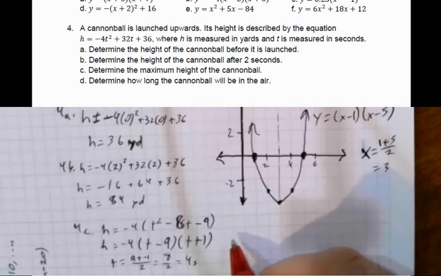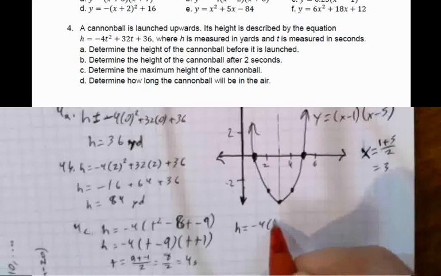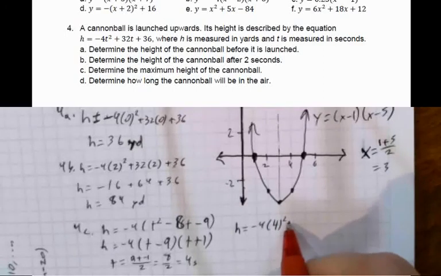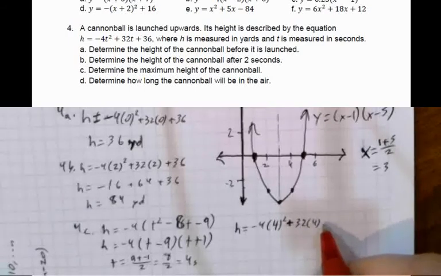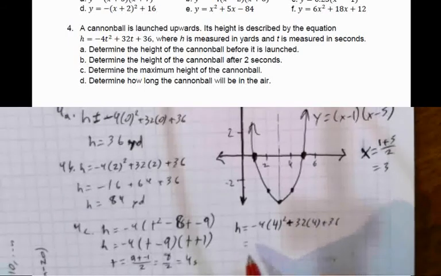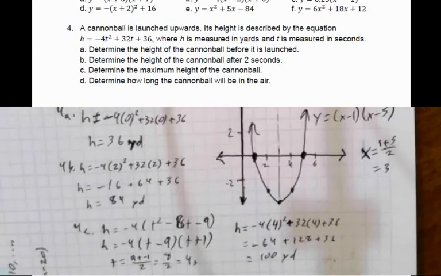And when I substitute 4 into that equation, negative 4 times 4 squared plus 32 times 4 plus 36, I end up with negative 64 plus 128 plus 36. So 64 plus 36 gets us to 100 yards, right on, 100 yards.